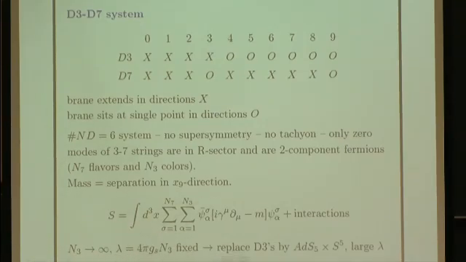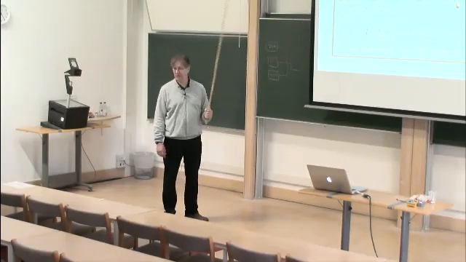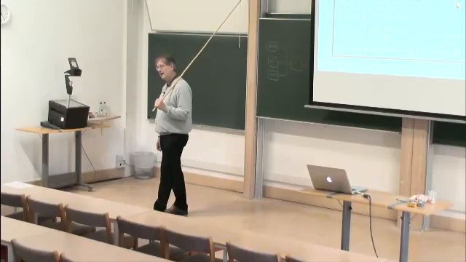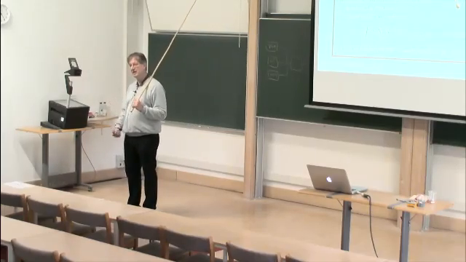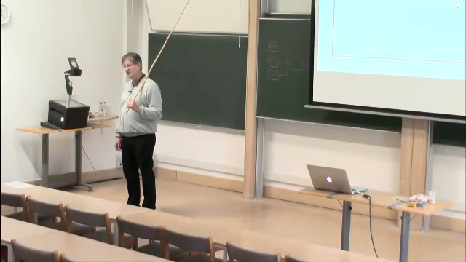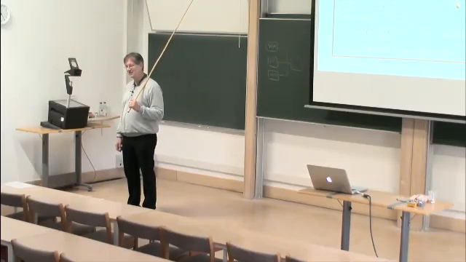Okay. This is chosen because it's a Neumann-Dirichlet equals 6 system. If you look in Joe Polchinski's book, an ND equals 6 system is kind of interesting. It is not supersymmetric. There's no supersymmetry left in this configuration, but there's also no tachyon in the spectrum. The only zero modes of the 3-7 strings are in the Ramond sector, and so the only low energy modes are actually fermions. So you produce a pure Fermi gas this way.